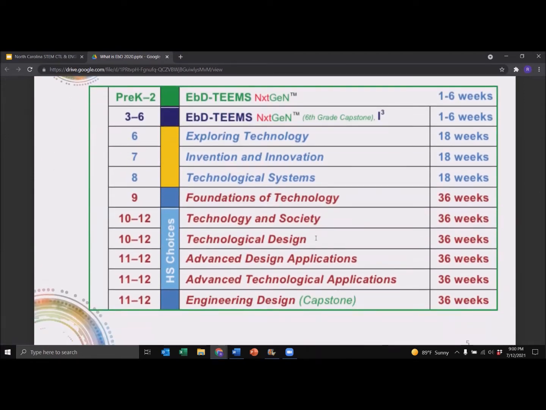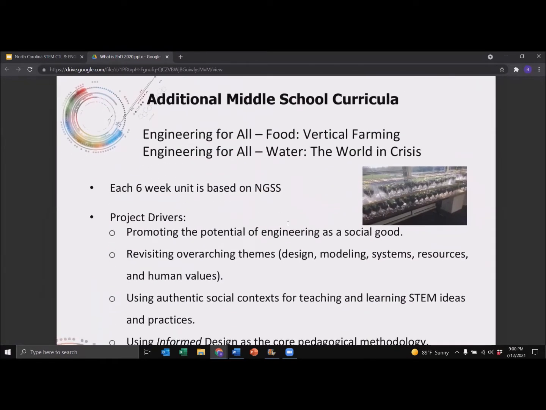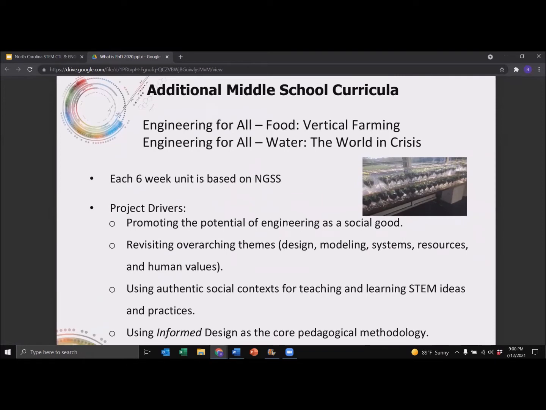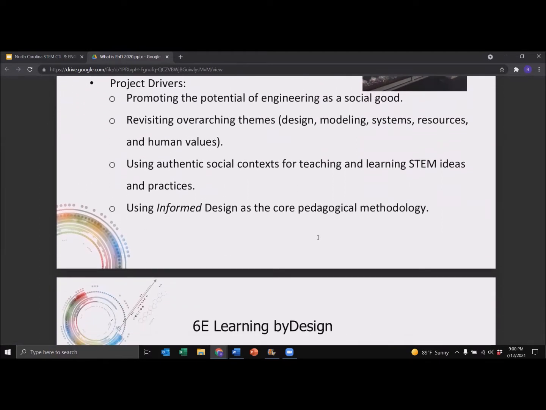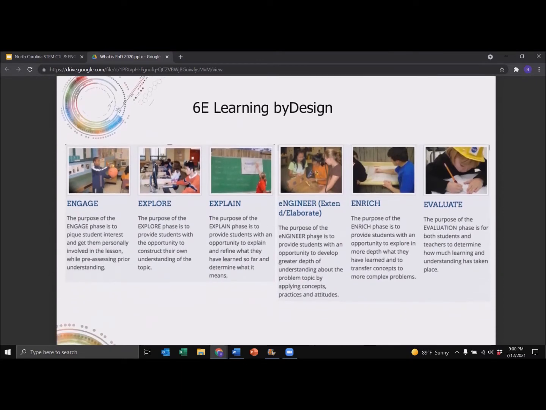We'll talk about this graphic in the next couple slides as well, as far as a sequence of learning. In the middle school curriculum, we have 6th, 7th, and 8th, as well as a National Science Foundation backed course called Engineering for All around vertical farming, as well as the World in Crisis for water. We use a 6E Learning by Design model for all of our curriculums. Whether it's pre-K, 12th grade, 9th grade, 6th, 7th, or 8th, we utilize a 6E format.